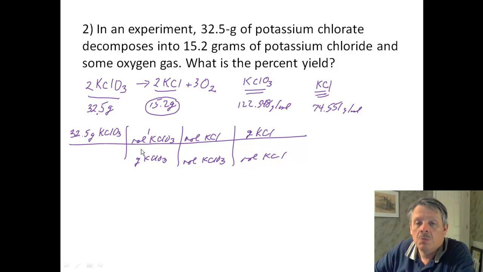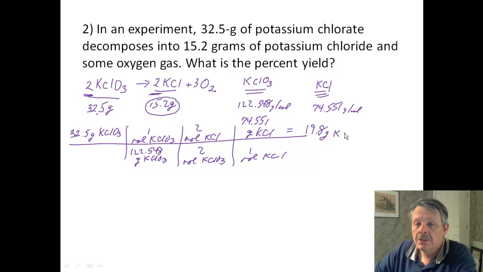We know that 1 mole of KClO3 weighs 122.548. And every 2 moles of KClO3 gives us 2 moles of KCl. That's according to our coefficients in the problem. And then we say, well, 1 mole of KCl has a mass of 74.551 grams per mole. So when I actually do the math here and come up with an answer, I come up with 19.8 grams as what we expect to get of KCl.